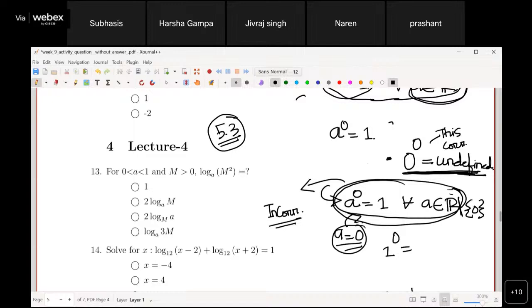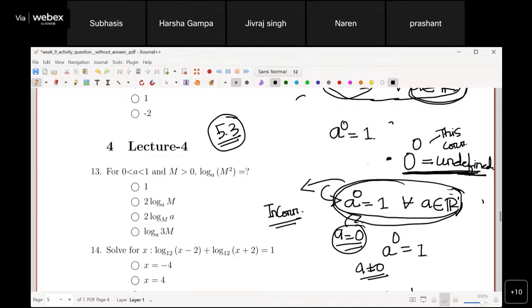If instead of 1 I have any non-zero a, then a to the power 0 is 1. But when I'm saying for all a in R, at that time I am also including a to be 0, which is not correct. Is it clear now? Yeah, sir, it is clear.